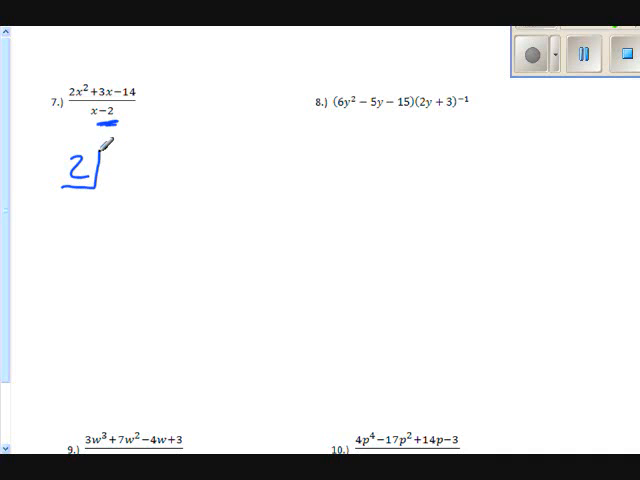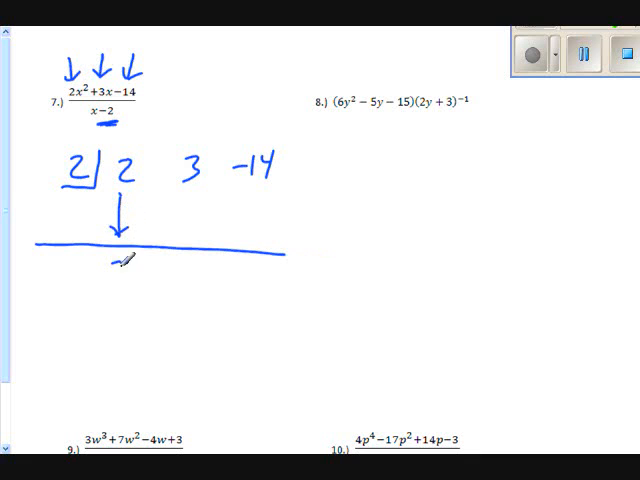And I'll write down the coefficients. Got the 2, the 3, and the negative 14. And notice I'm not missing any terms, so I don't have to put any zeros in to save some seats for my friends, okay? Friendly polynomial terms. So now I bring down the 2. I multiply. 2 times 2 is 4. And now I add straight down. 3 plus 4 is a 7.